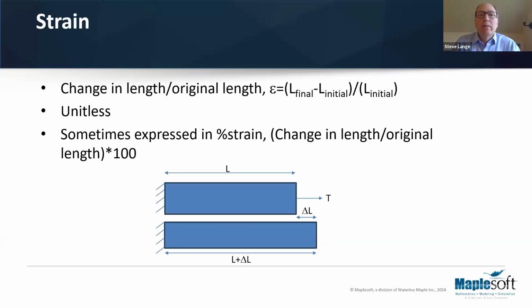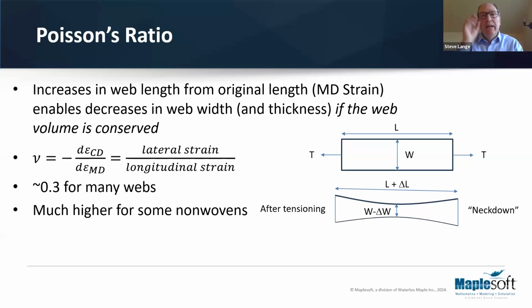A related parameter: when you apply tension to a web, you will change its dimensions. This is sometimes referred to as strain, where you have an initial, relaxed length of a web. You apply tension to it, it will deform and lengthen, and you'll end up with a percent change, or a change in length over the original length. And that's the strain.